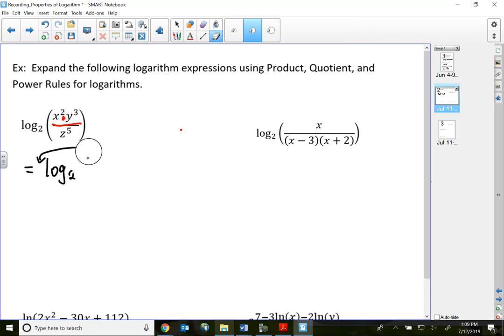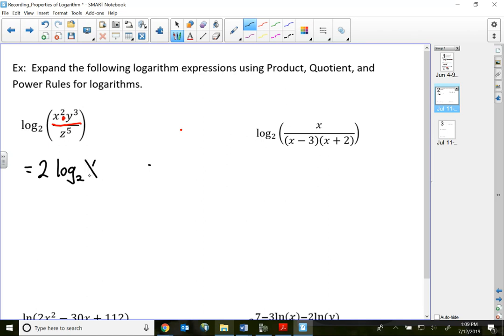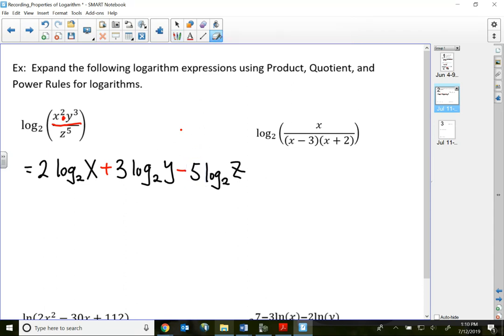So let me erase that real quick. So I know the exponent will go up front eventually, so I can go ahead and say this is 2 times, remember this is times, log with the base 2 of x, right? Multiplication here means plus 3 times log with the base 2 of y. Division here means subtract 5 times log with the base 2 of z. So I basically just skip over one step, just go ahead and write out the answer, since this problem is not that hard.